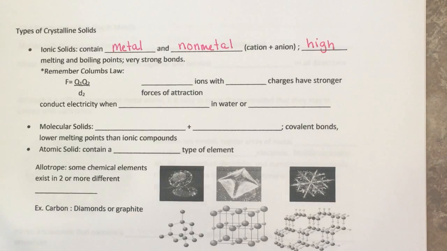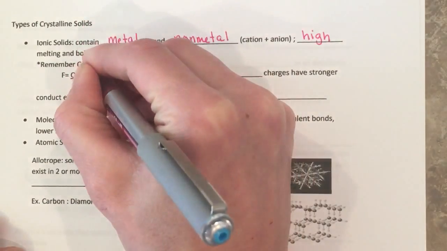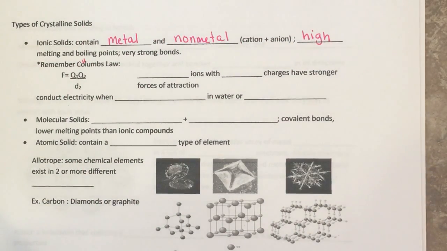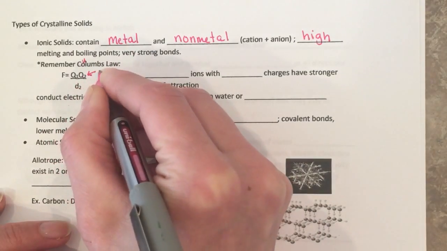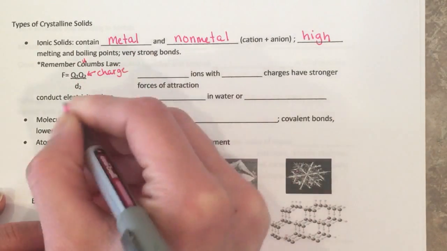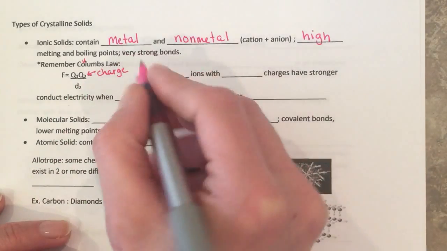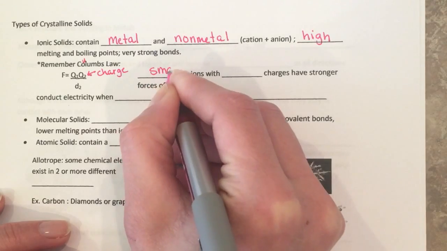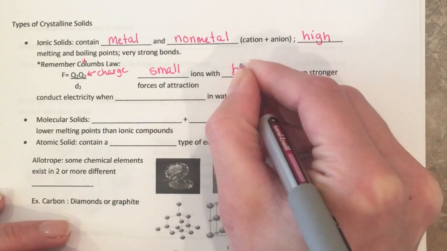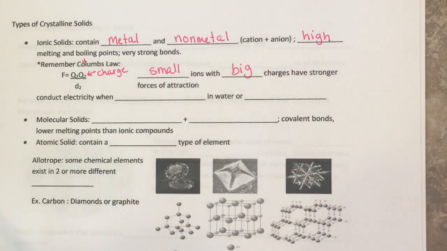very strong bonds. Coulomb's law, which is spelled wrong there, should be a U here. Coulomb's law is what determines how strong an ionic bond is. The Q's represent the ionic charge. D is the distance between the ions. So, if we have small ions with big charges, we're going to have very, very strong ionic bonds, and they're going to hold very tightly together, and we're going to have a very, very high melting point.